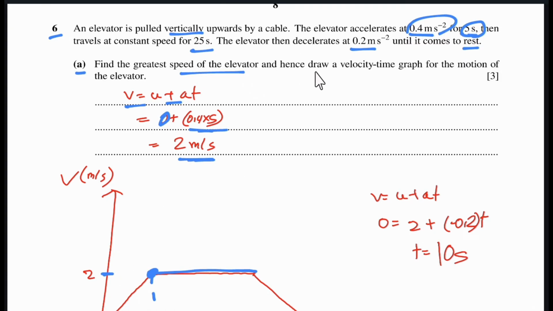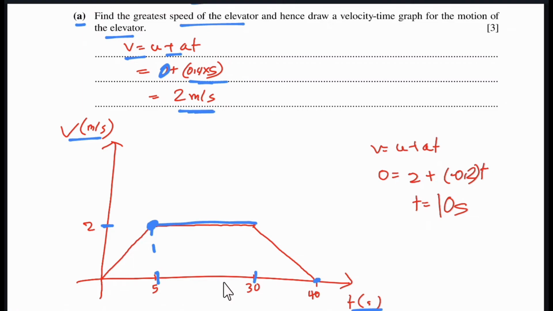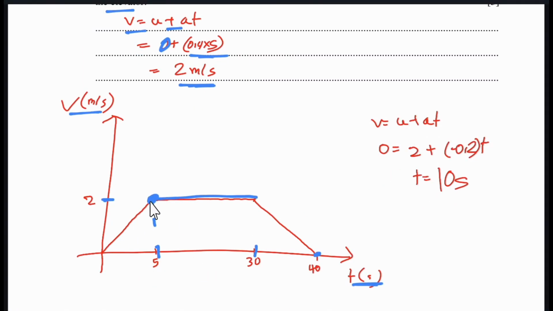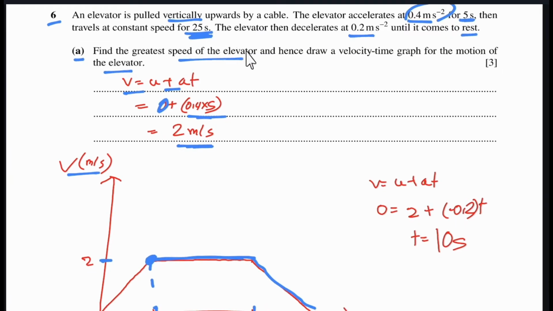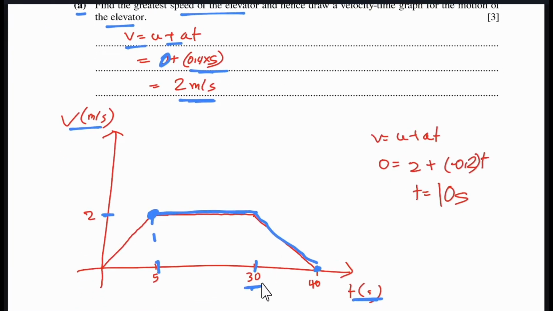Then hence draw a velocity time graph for the motion of the elevator. So this is a velocity time graph, velocity against time, for the motion of the elevator. The elevator accelerates until it comes to a maximum point, then moves at a constant speed, then it decelerates and comes to rest. For the time interval, it accelerates for 5 seconds, then it moves at a constant speed for 25 seconds. That means acceleration time plus constant speed time, in total the time is 30 seconds.